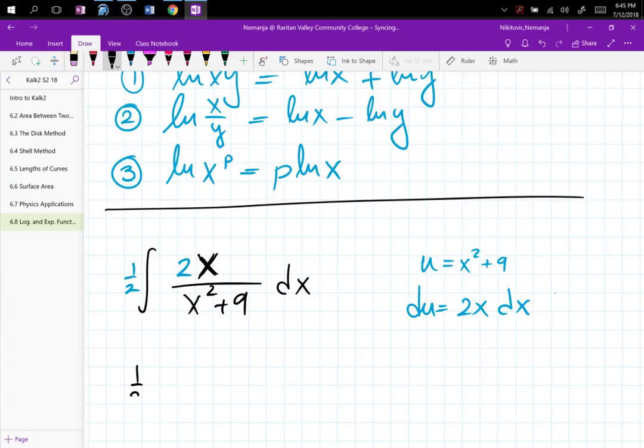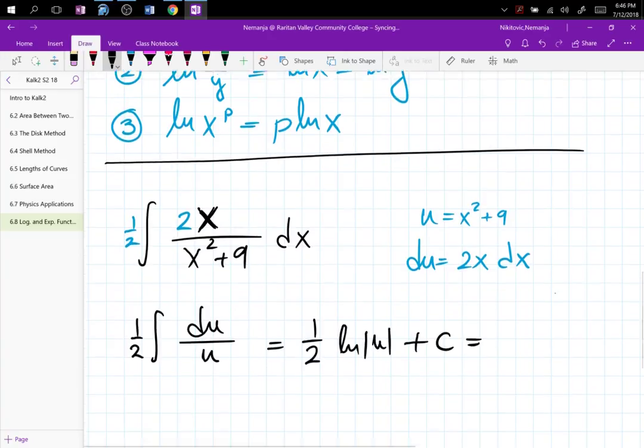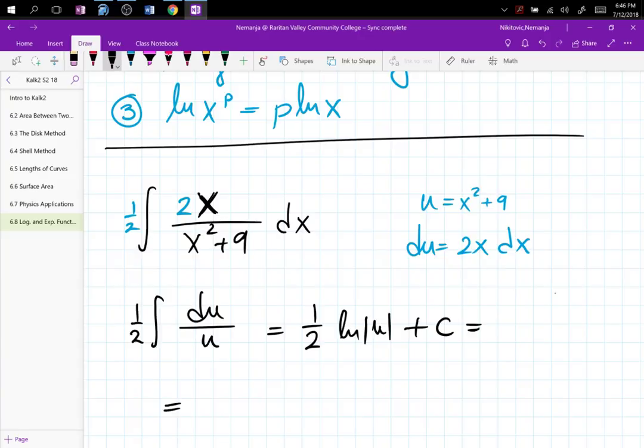And now it is 1/2 integral. 2x dx is du, divided by u. So this is 1/2 ln absolute value of u plus c. And then I don't care about u, I care about x. That's 1/2 ln of x squared plus 9 plus c. And we are done with this problem.